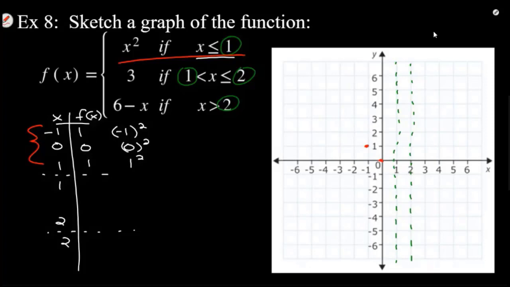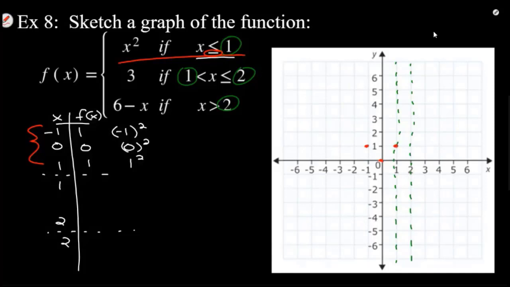Now, this one right here, we want to think about. Do you remember the open and closed circle idea? What does it mean if this is a less than or equal to? Should my circle there be open or closed when x is 1? Closed. For this top function, it's closed. So this is going to be a closed circle.